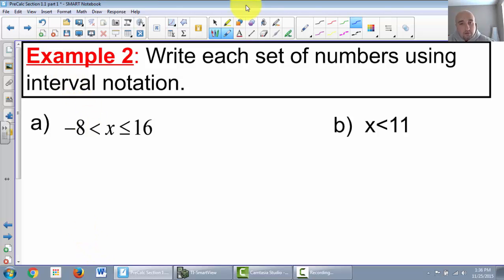All right, so okay, so let's read what this says. Let's read the right part here.